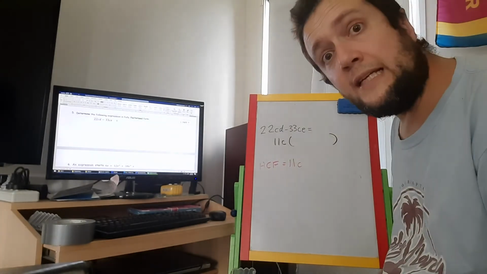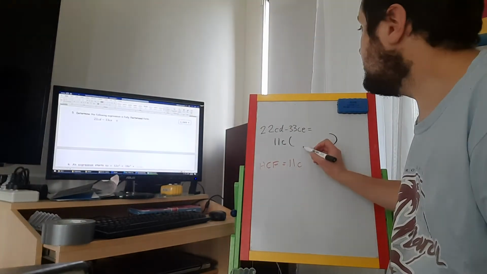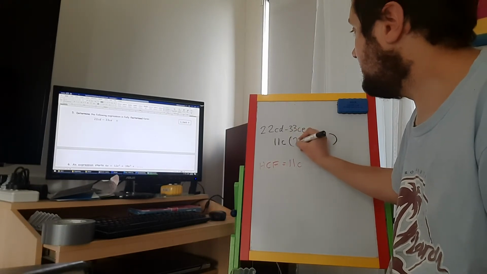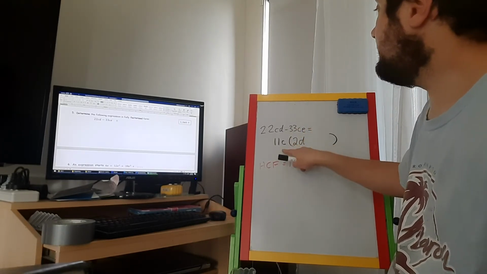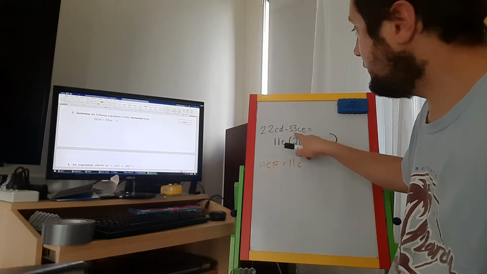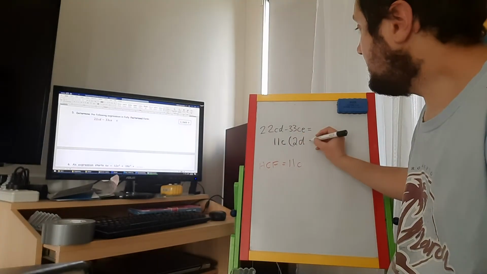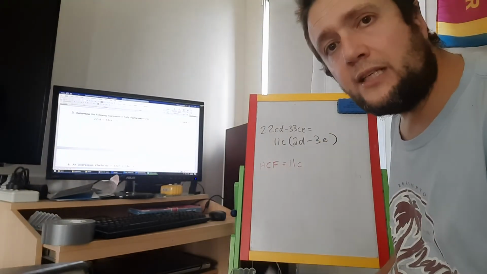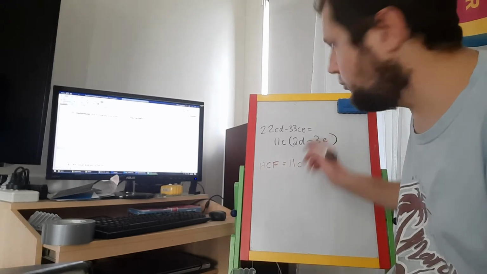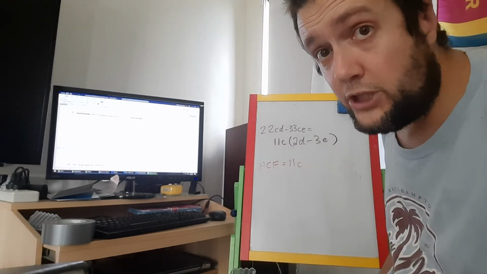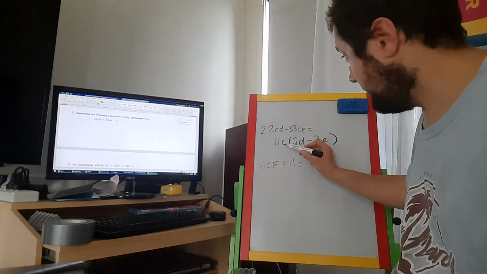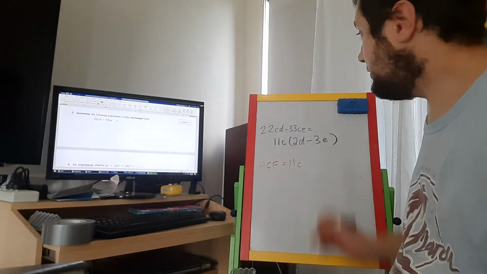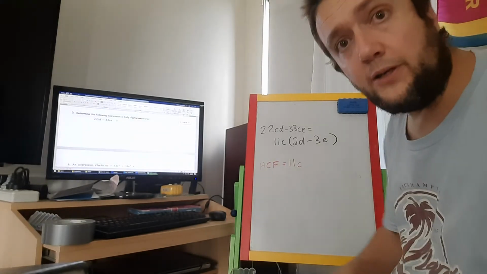We have to work out what's inside the brackets. 11C multiplied by what gives 22CD? That will be 2D. And 11C times what gives us negative 33CE? That will be negative 3E. You can always check these again by expanding. If I expanded what I just wrote, will I get what I originally had? I believe I will. I would get 22CD take away 33CE. It definitely works.